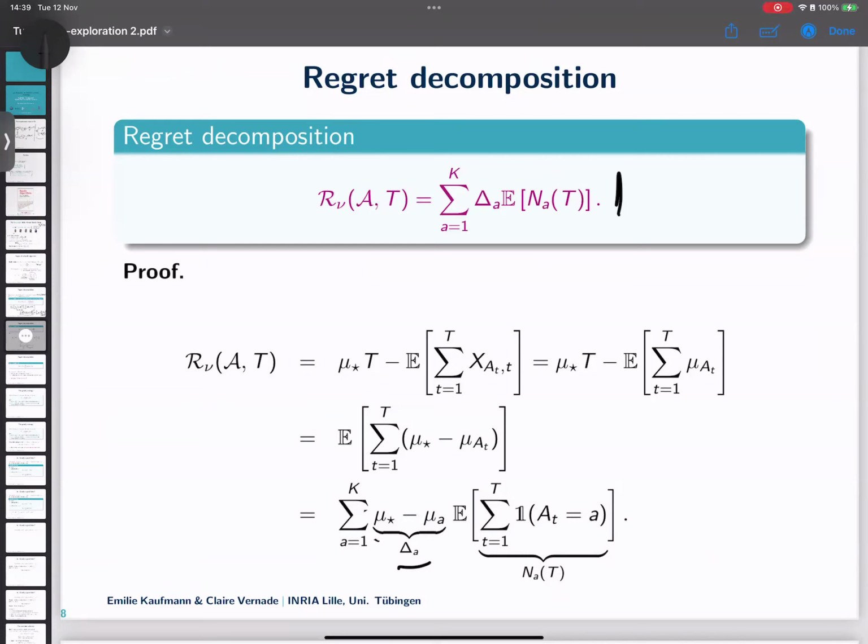Over time, I'm going to measure how much loss I get from each of these arms, right? And the goal now is to create an algorithm that is going to pull these bad arms, the arms with large deltas, little. So when delta A is large, pi should not pull it. Pi should pull it little. So we don't want to pull too much the arms with a large gap. So that's why this metric makes sense.